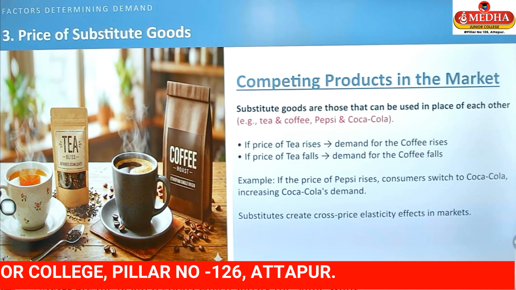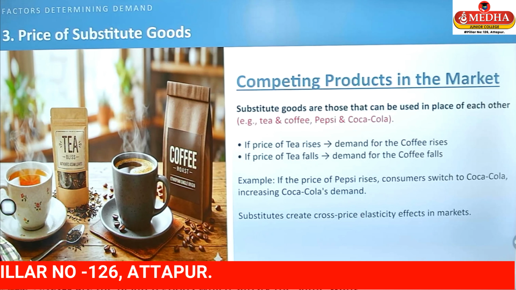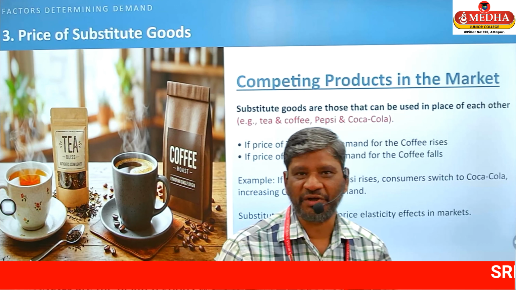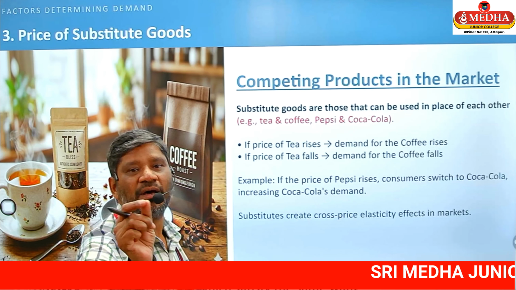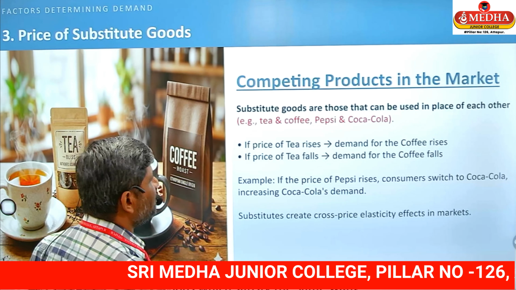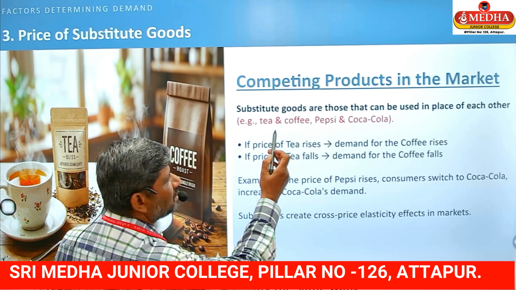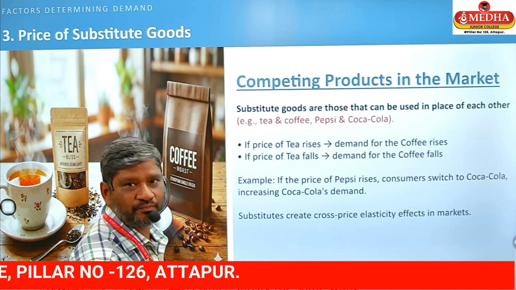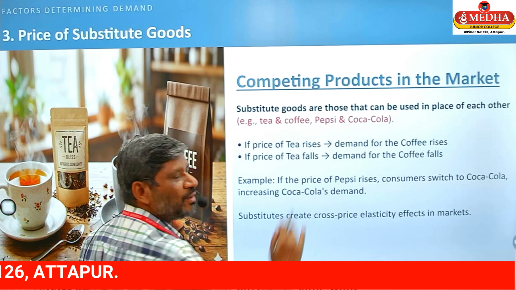Afterwards, we can see price of substitute. First of all, we should know the meaning of substitute. Substitutes are called related goods which satisfy the same want. Here you can see substitutes which replace another good, like tea and coffee. Okay, now Pepsi and Coca-Cola.